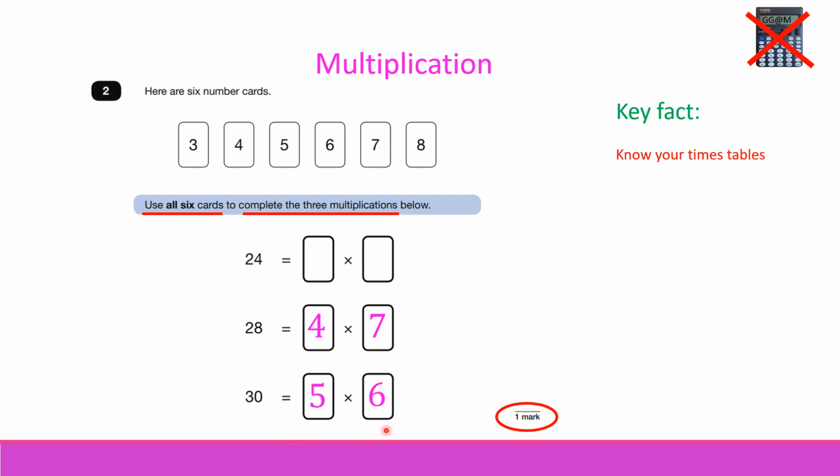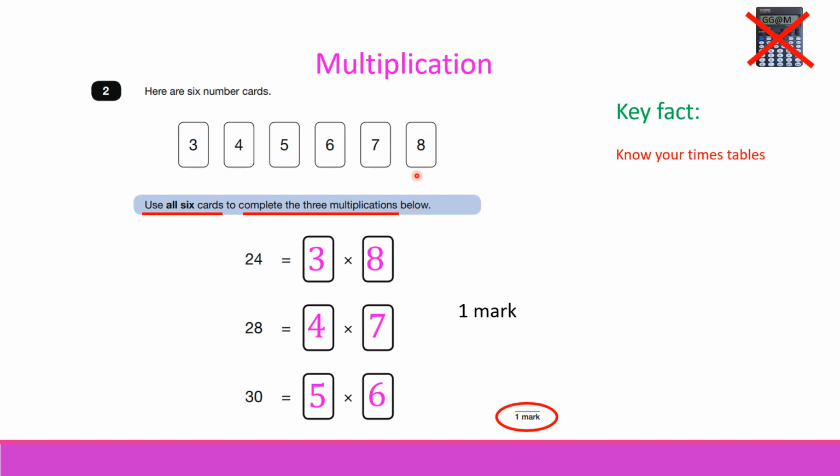5 times by 6 gives me 30, which means the last two digits you've got to put in here for 24 are the 3 and the 8. So 3 times 8 gives me 24. Now, if it helps you as you go along, just check them off. So the number 3, yes, we've used it here. 4, we've used it here. 5, we've used it here. 6, we've used down the bottom. 7, we've used in the middle. And 8, we've used at the top.